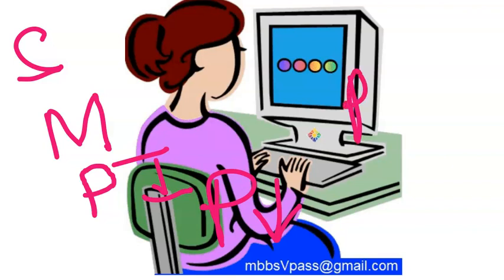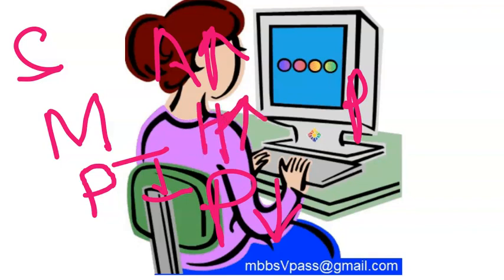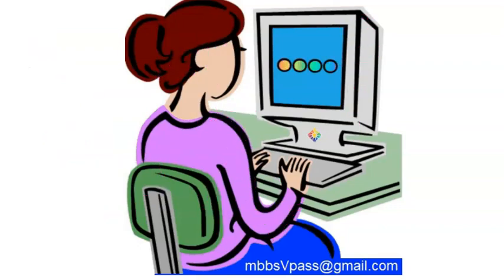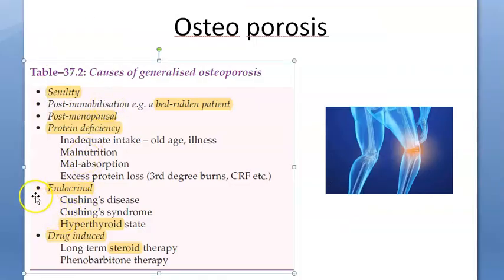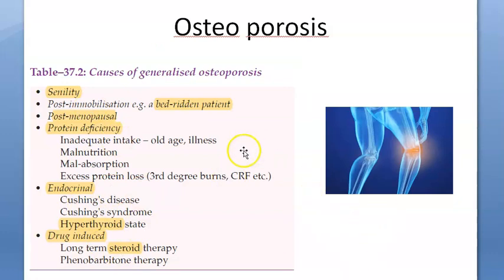Phenobarbital. Then we saw some adrenal gland secretions being more: Cushing's syndrome, Cushing's disease, hyperthyroidism. Then you saw if the person is taking steroids or phenobarbital. Did we miss anything? Let's see. That's it. Great. We have covered everything in causes of osteoporosis.